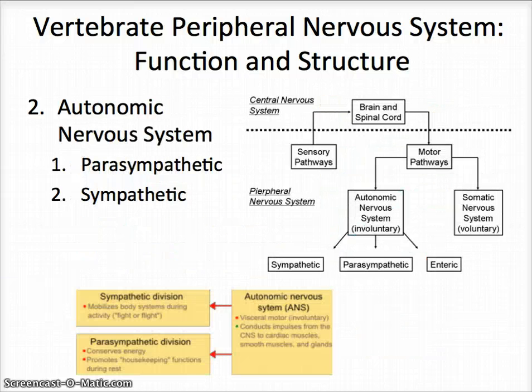So you can actually, of course, further divide the autonomic nervous system into further subdivisions. You can actually divide it into three. We're going to ignore enteric for now because that is going to come up later on in the semester. But the two main branches of the autonomic nervous system are the parasympathetic nervous system and the sympathetic nervous system.